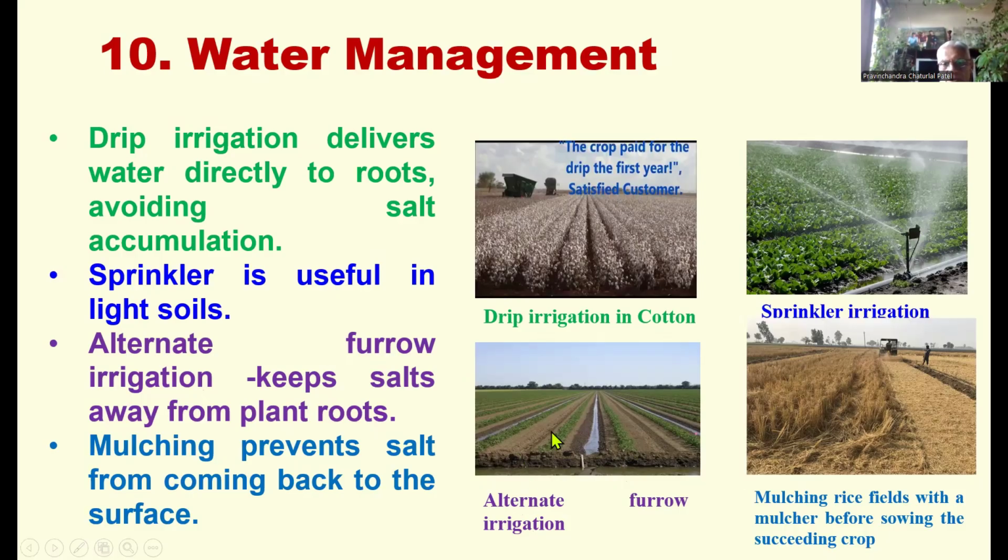Then alternate furrow irrigation keeps salt away from plant roots. So you can plant it in an alternate furrow system. You apply irrigation in one furrow, then leave one furrow, then the second. So it keeps salt away from the plant root. Here you can see that the salt accumulates, but it is away from the water channel.